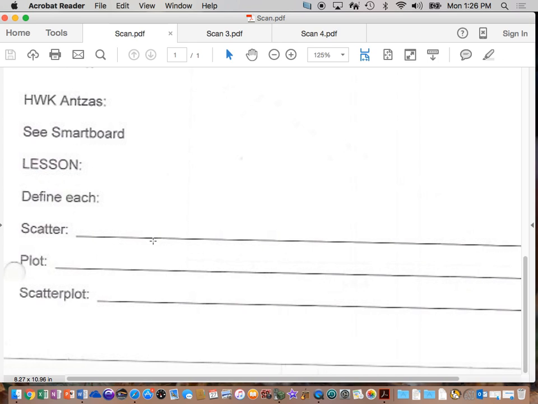So let's talk English language here. I'm going to pause for a minute. Write down what you think the English definition is of scatter, the definition of plot, and then what you think the definition of scatter plot might be. Go ahead. Matt, let's get to work.